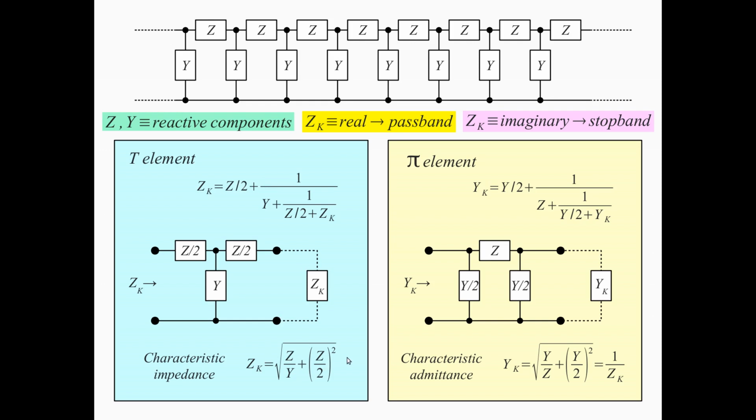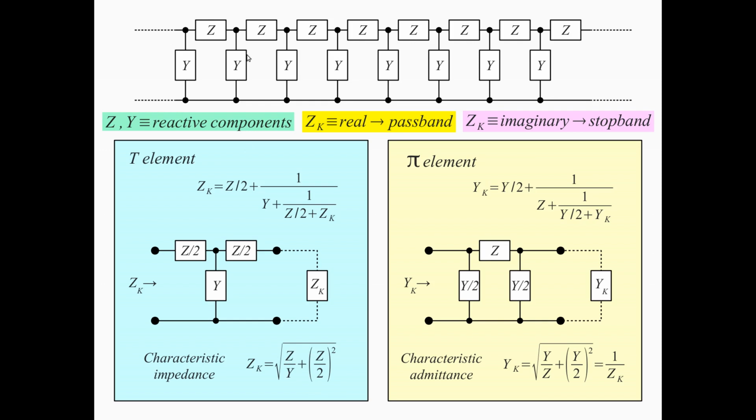What is the difference from the transmission line? In the case of a transmission line, the T elements become infinitesimally small, and this term here vanishes. So for a transmission line with these two reactive components, both having j in front, their ratio will be real. The transmission line always has a real Zk made of reactive components.